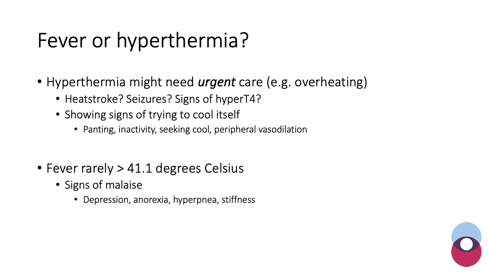The animals tend to feel ill. They tend to be depressed, anorexic. They can have an increase in breathing, or they can seem a little bit stiff, as you know from having a fever yourself, where you have an ache everywhere. But most patients with fever, unless they have sepsis or bacteremia, wouldn't necessarily need urgent care compared to hyperthermic patients.